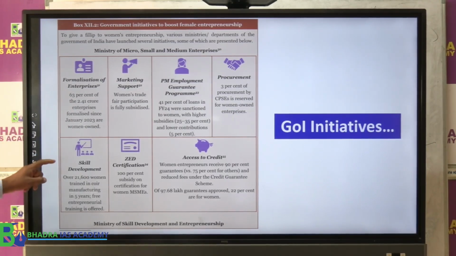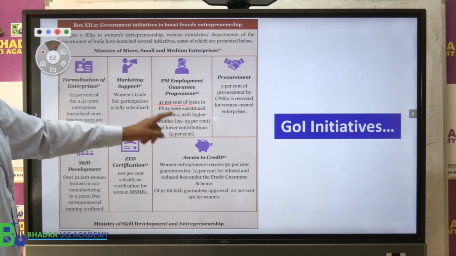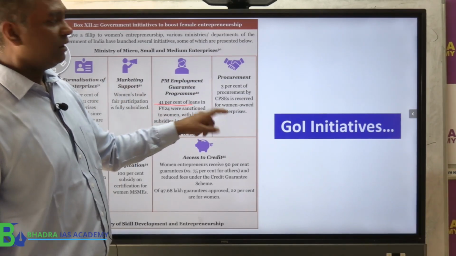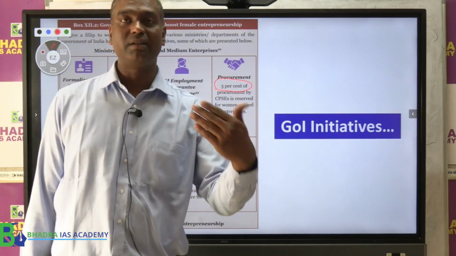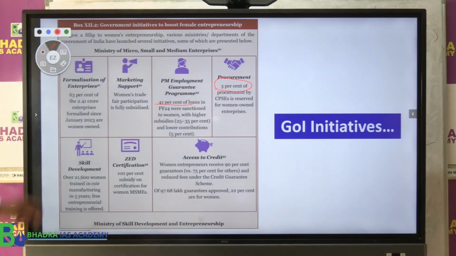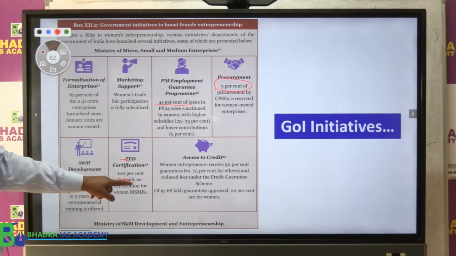That is another data point. Second, marketing support is given for marketing of goods by women. Then under the Pradhan Mantri Employment Guarantee Program, 41% of loans were sanctioned to women. If an MSME is run by women, the central government companies have to purchase 3% of their requirement from the women-run MSMEs. That's a requirement. Then skill development: 21,600 women were trained in manufacturing in the last 5 years. Then if a woman applies for certification, 100% subsidy is given for that.